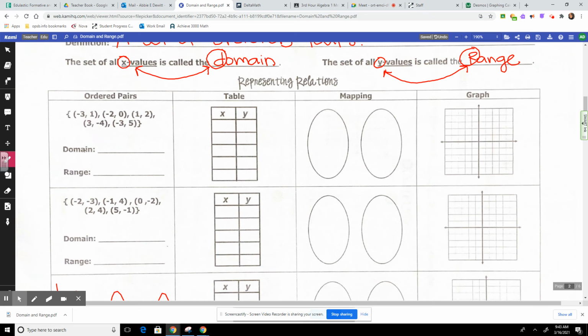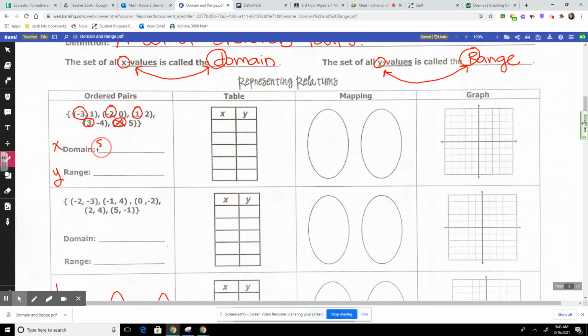All right, so ordered pairs. For your domain, when you have a set of ordered pairs and you want to identify and determine what is the domain of those ordered pairs, the domain are my x values. The range is my y values. So I'm looking at only the x values for your domain. -3, -2, 1, 3, -3. Okay. However, we do not repeat the same value twice, okay, when writing our domain. So we know that this is not a function because -3 repeats.